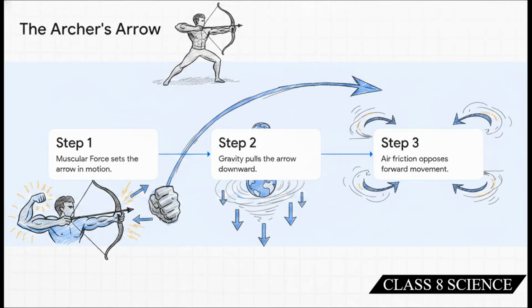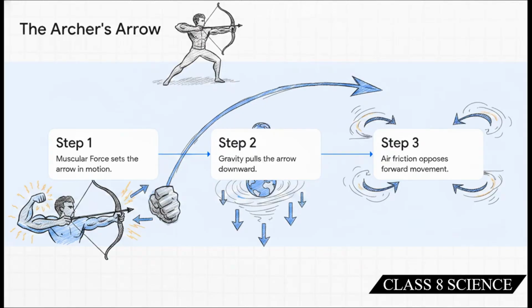Think about the archer's arrow. When an archer shoots an arrow, it travels through the air and then eventually falls to the ground. Let's break down the three distinct forces involved here. Step 1. The initial muscular force of the archer pulling the bow sets the arrow in motion. Step 2. Once it's flying in the air, gravity is constantly pulling that arrow downward. Step 3. Air friction, or air resistance, opposes its forward movement, basically slowing it down.